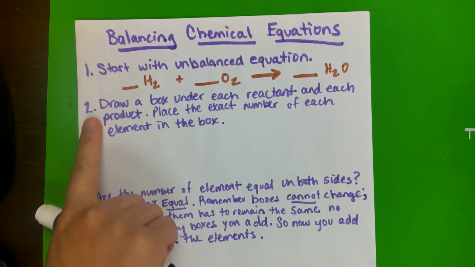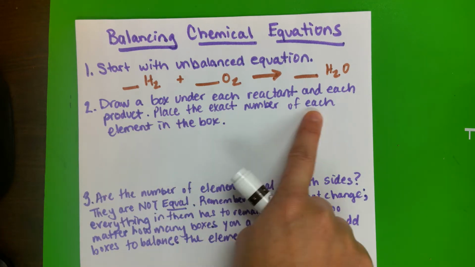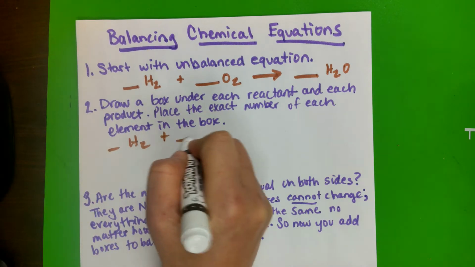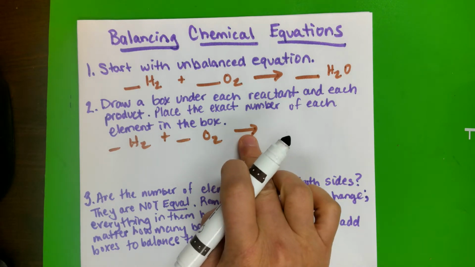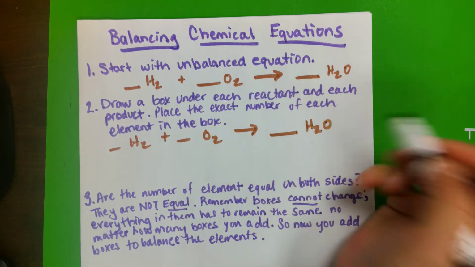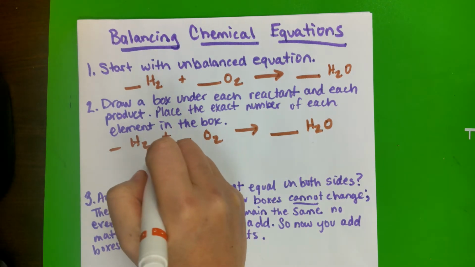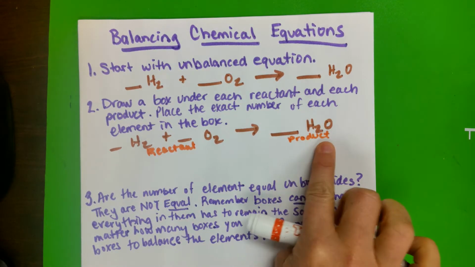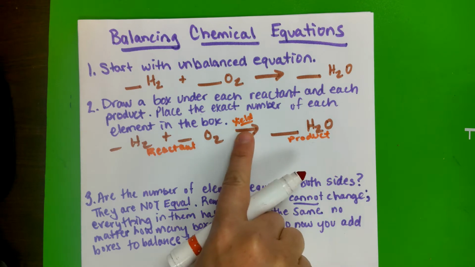Okay, so anyways, let's go ahead and do number 2. Draw a box under each reactant and each product. Place the exact number of each element in the box. So now we're going to rewrite that. So it's H2 plus O2, and this is your yield sign. That means that's when you put it in the oven or whatever you need to make the reaction occur. And of course, this is your product. This right before is your reactant, and that's your product, how much you're going to produce, and this right here is your yield, what you're yielding. This is where you put it in the oven.